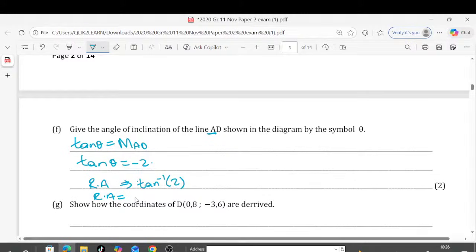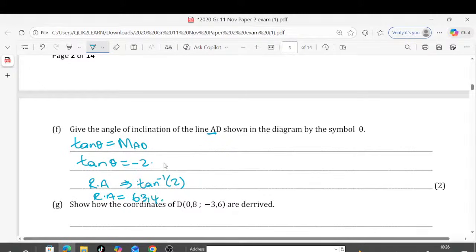what do you guys get? Let me also do it on my calculator. Shift tan of 2, this gives us 63.4. So I have the reference angle of 63.4.